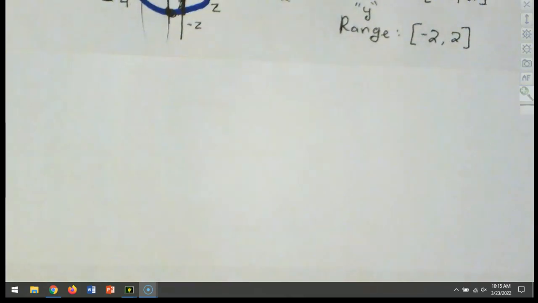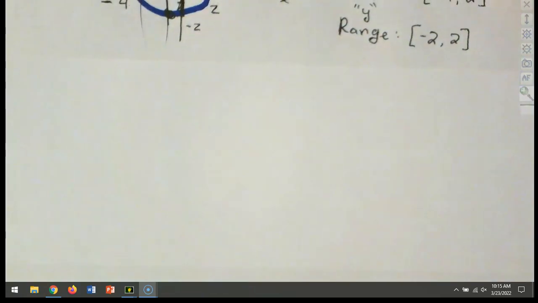Before break, we're just going to learn what's a function and what is not. After break, we'll learn how to find the domain. Range is going to be left for college algebra.